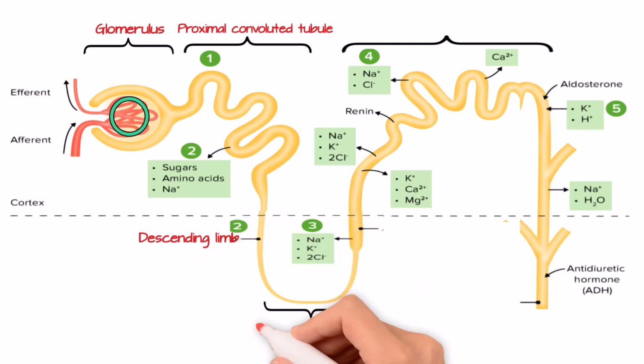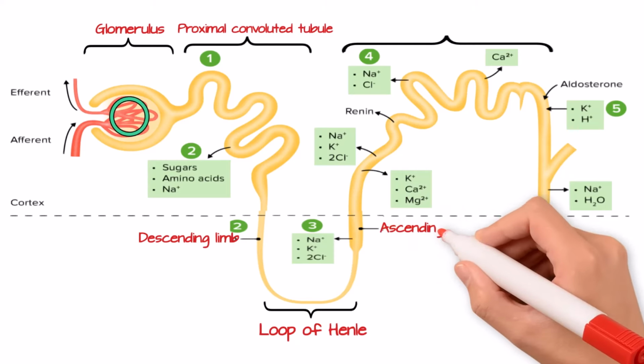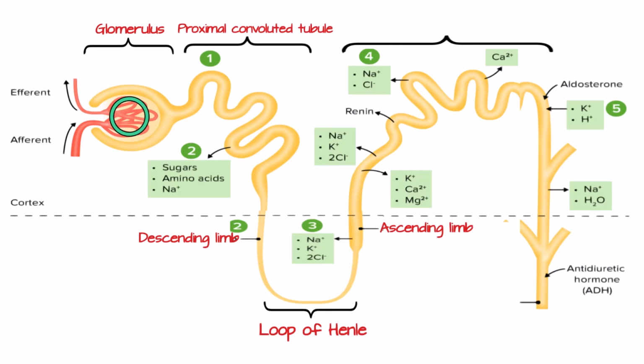The descending and ascending loop of Henle, which enters the kidney's medulla, is the next major region the filtrate passes through. The walls of the descending limb are permeable to water but impermeable to sodium, so as the filtrate moves down, water leaves but sodium tends to stay, making the filtrate more concentrated. On the other hand, the opposite occurs in the ascending limb, especially in the thick limb, which is permeable to sodium but impermeable to water. As the filtrate travels up, approximately 25% of the sodium is reabsorbed passively as well as through active reabsorption mediated by the sodium-potassium 2-chloride cotransporter.